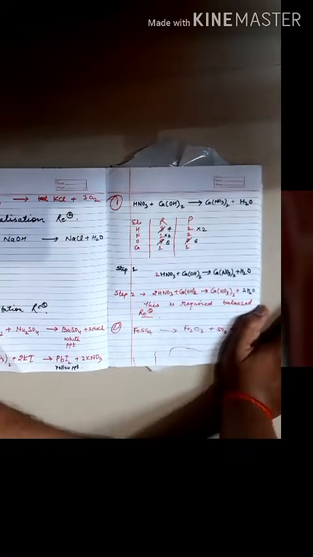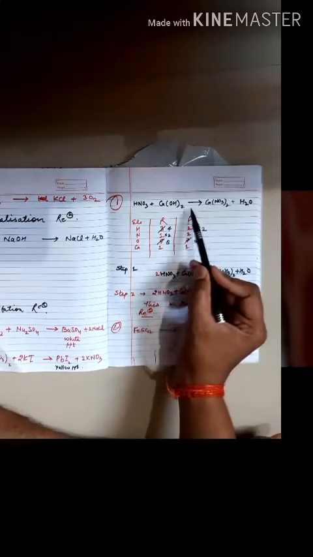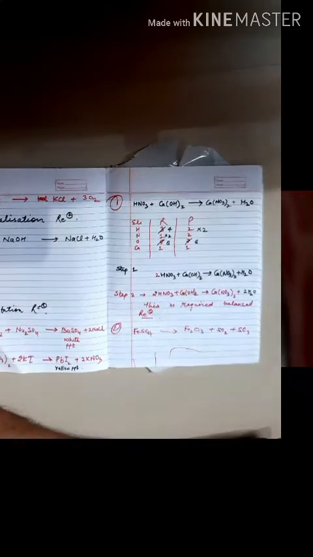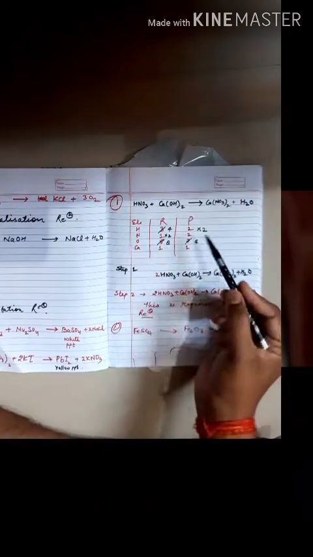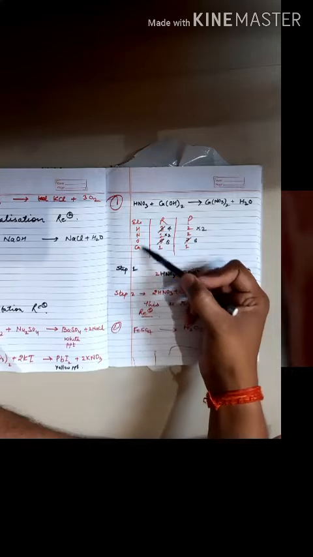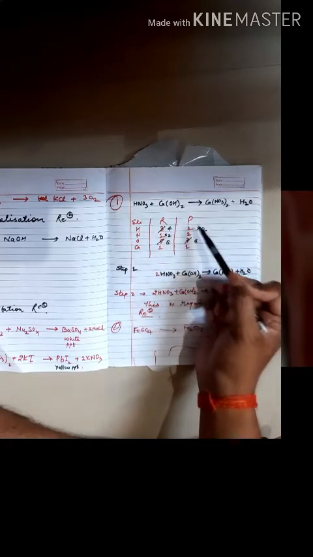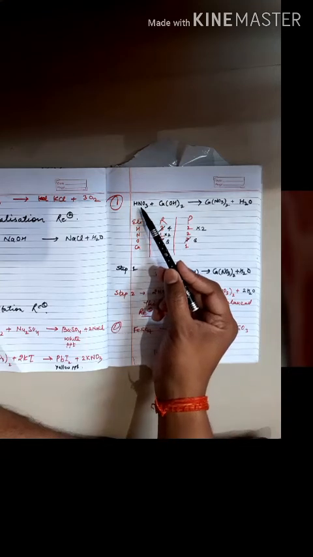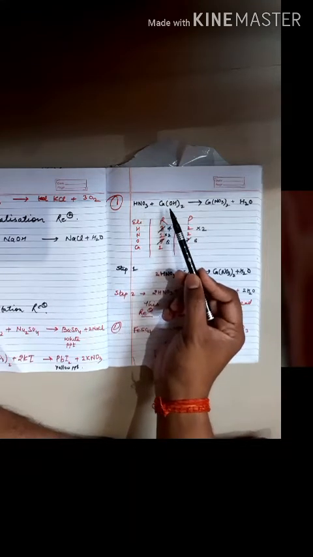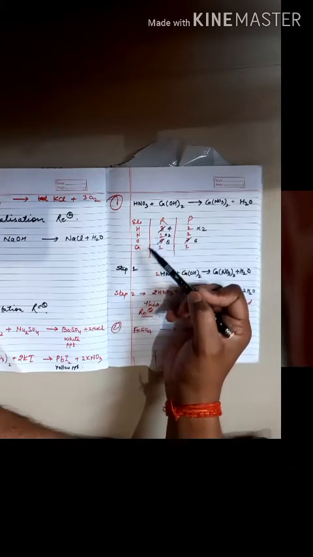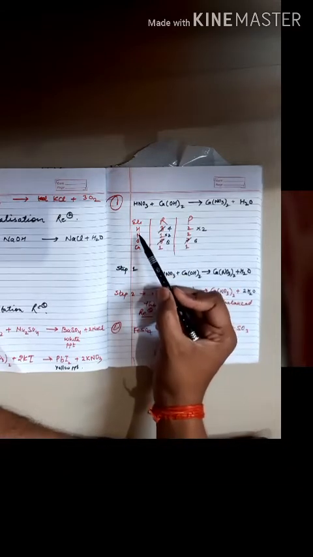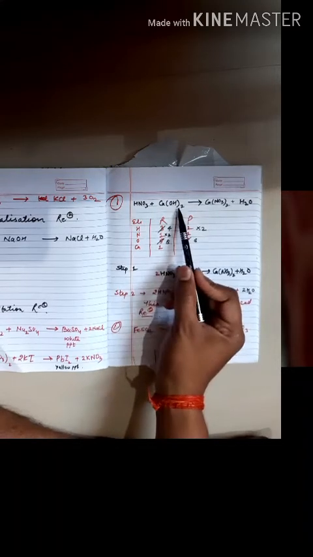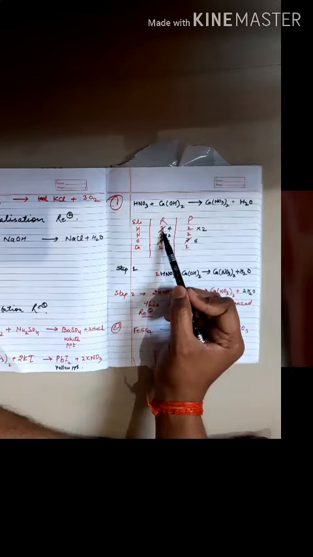HNO3 plus Ca(OH)2 gives Ca(NO3)2 plus H2O. So how to balance it? Here you write the elements, the reactants and the products. The elements are hydrogen, nitrogen, oxygen and calcium, so four elements. How many hydrogen atoms do you have? 1 and 2, so 3 hydrogen atoms.